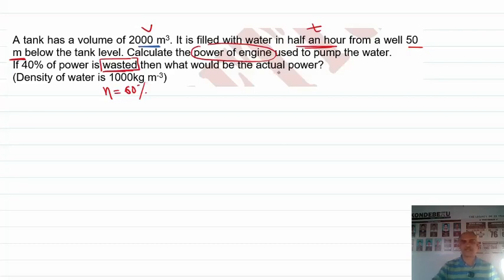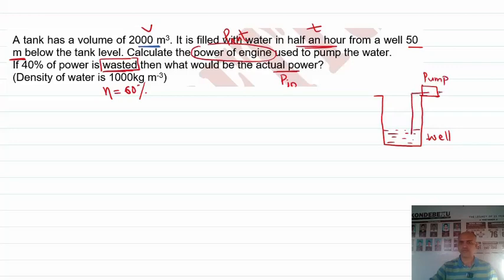What should be the actual power? So here you are required to find input power. Here you are required to find output power. Clear? Now if I take a rough sketch for understanding, there is a well, it is having water. Here there is a pump or motor which is used to lift the water from the well.